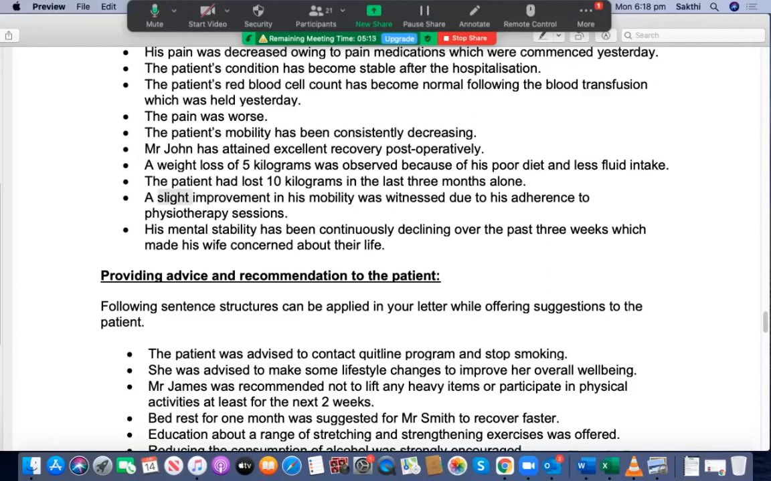Yeah. Okay. So his mental stability has been continuously declining over the past 3 weeks, which made his wife concerned about their life. Okay, see this one? I have just added this one to make it a complex sentence. Simple. It's very easy. Writing down a complex or a compound sentence is going to be really easy if you understand the rules in English. Okay. All right, let's go to the next one.